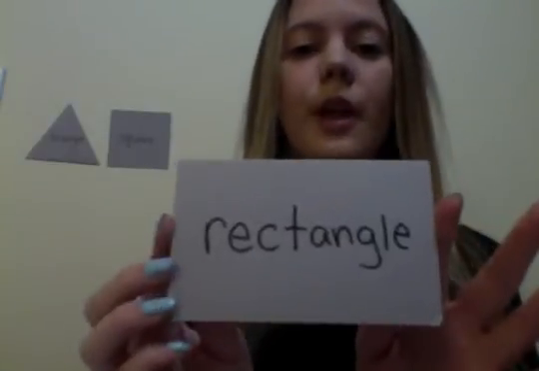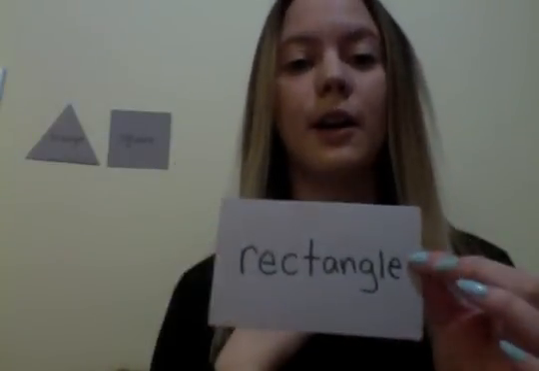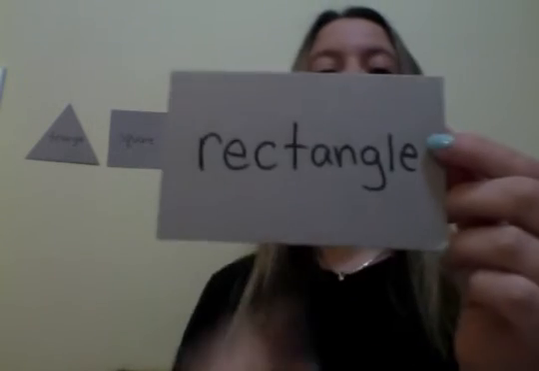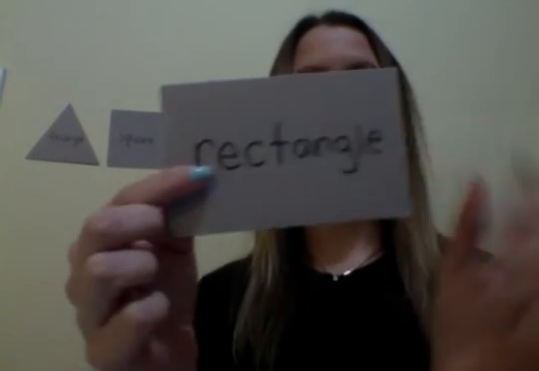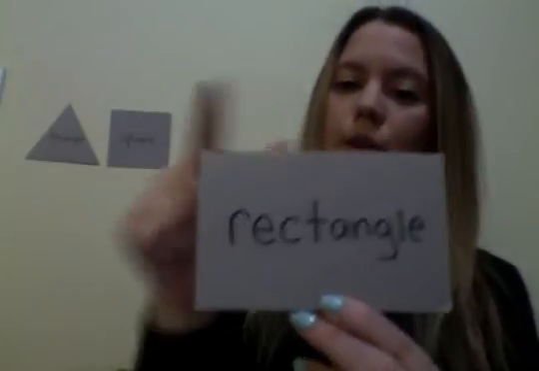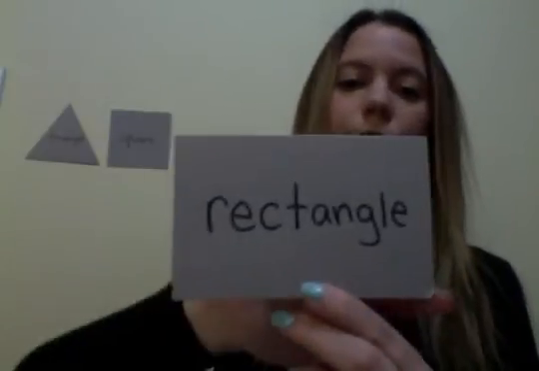Now I have another shape over here. Does anybody know what this shape is? This shape is a rectangle. And the rectangle has 1, 2, 3, 4 sides and 1, 2, 3, 4 corners.